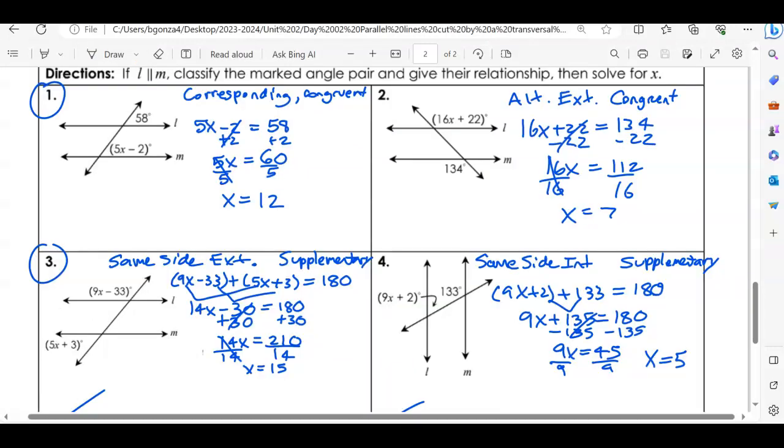Okay, this one on the number 2, they are alternate exterior. I'm going to leave it here. They're congruent, so I set them equal and I solve. Same side interior, they don't match, so they're supplementary. I add them up, and I solve. Add them up, equal to 180, okay? I'm going to leave that on the board.